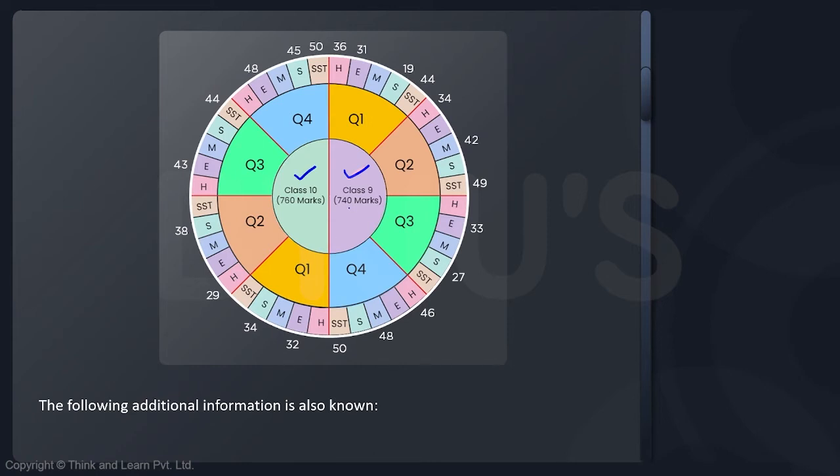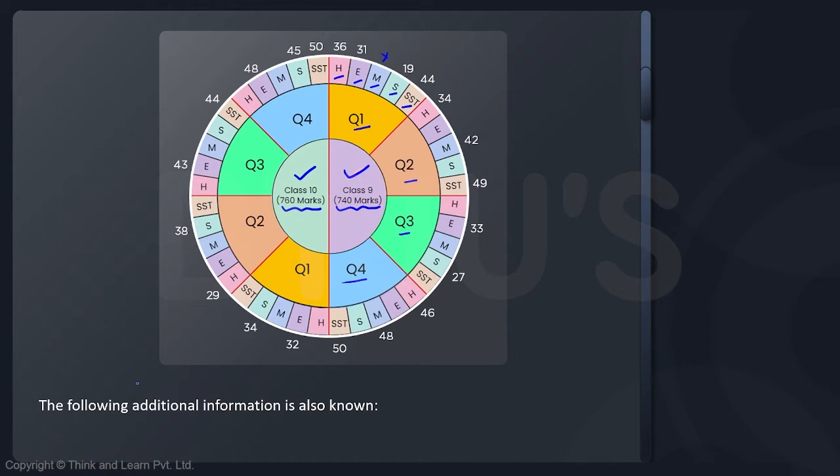The total marks the person has obtained is 714 in class 9, and in class 10 Rahul has obtained 760 marks. After that, he's also talking about the 4 quarters, quarter 1, 2, 3, and 4. So these are the marks in Hindi, English, mathematics, science, and SST. So some of the marks are missing, as you can see over here. Same is for quarter 2, 3, 4, so on and so forth.